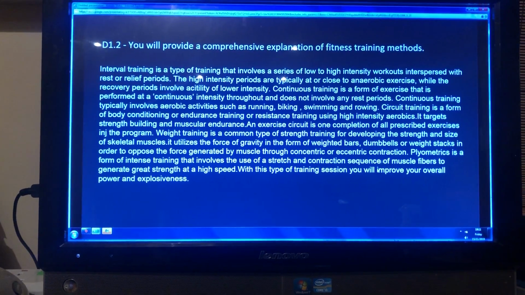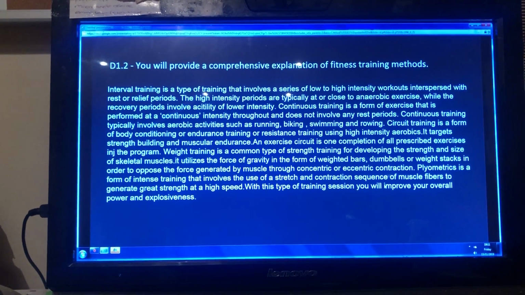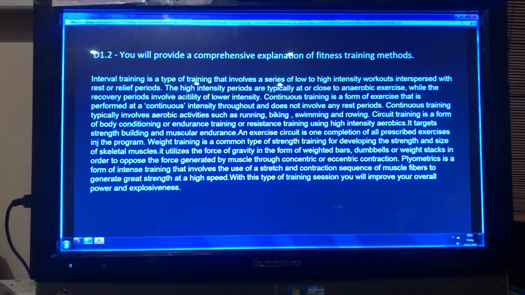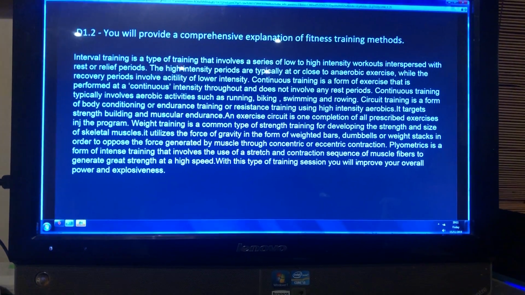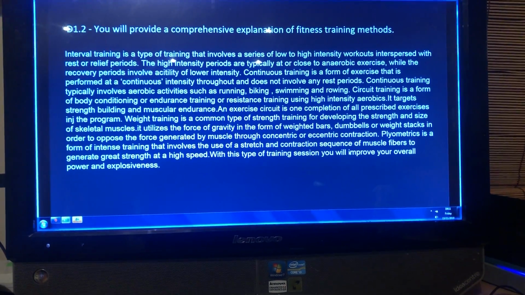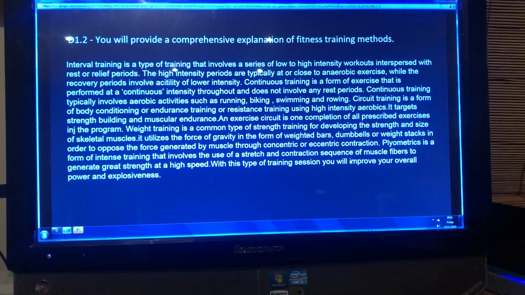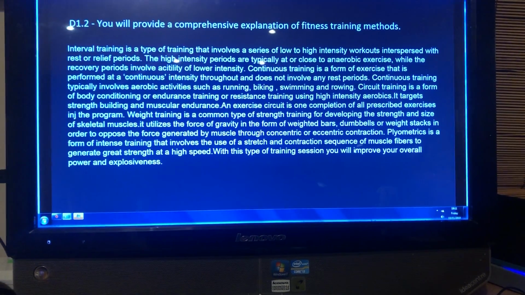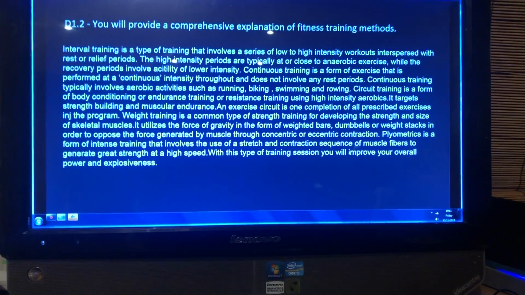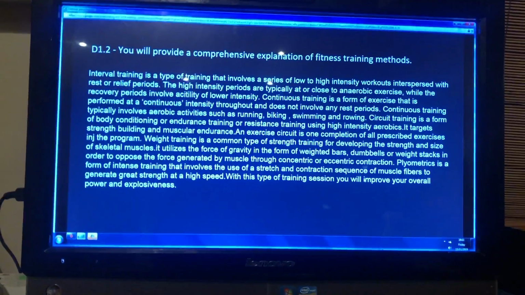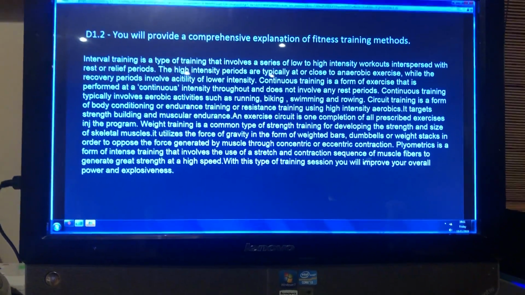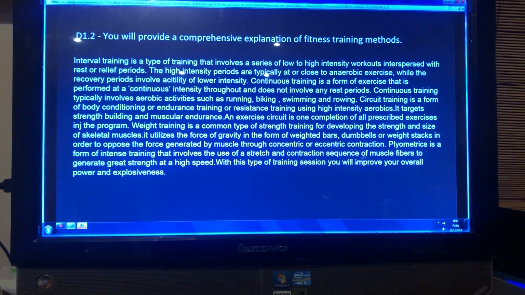Weight training is a common type of strength training for developing the strength and size of skeletal muscles. It utilizes the force of gravity in the form of weighted bars, dumbbells or weight stacks in order to oppose the force generated by muscle through concentric or eccentric contraction.